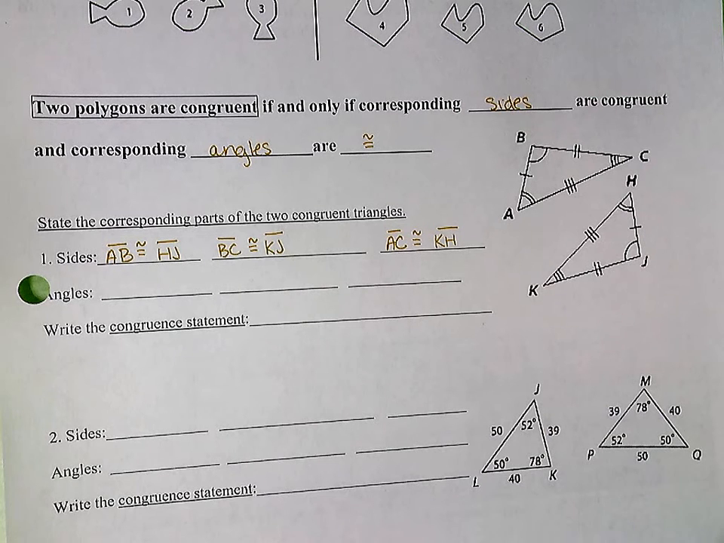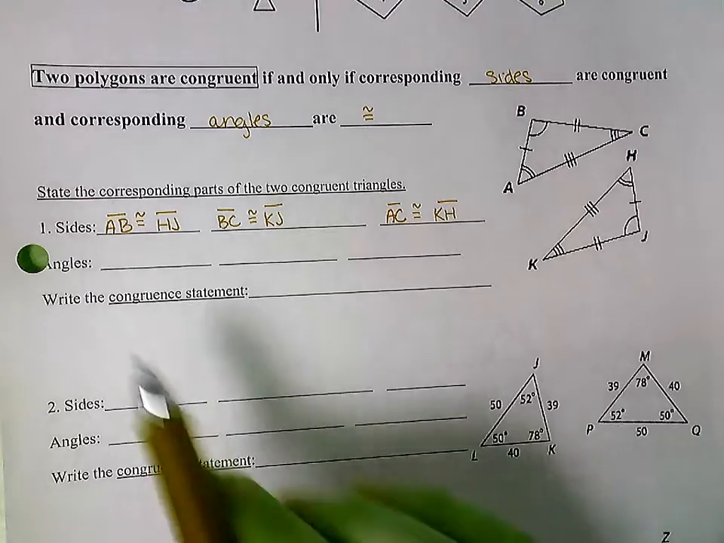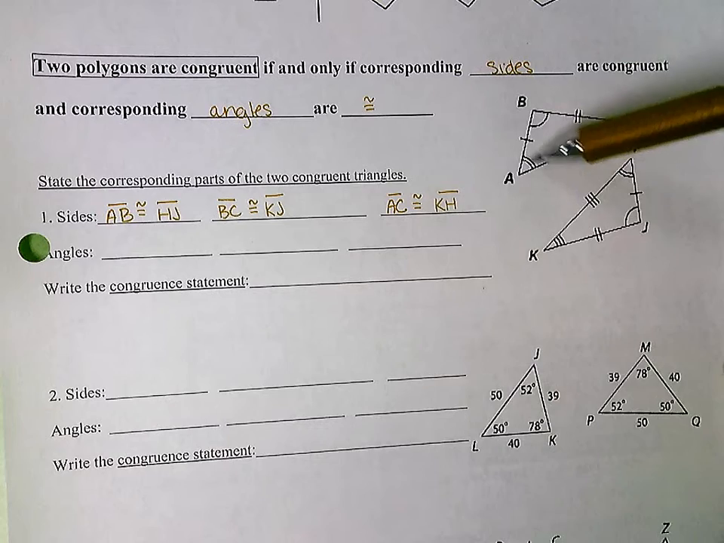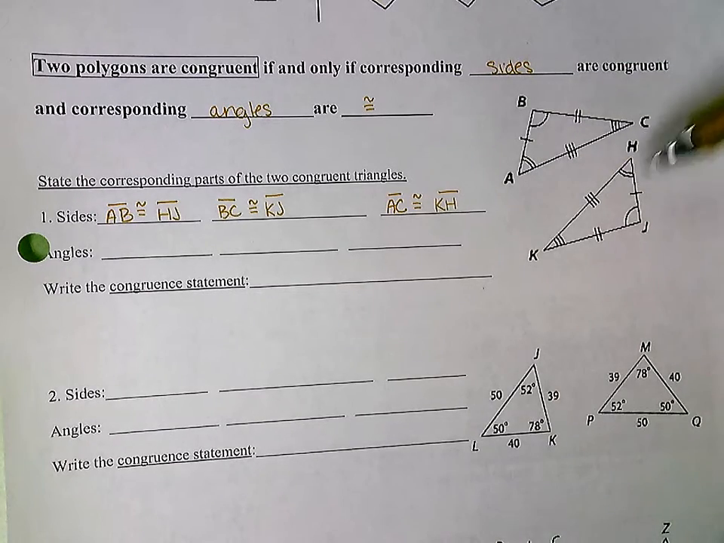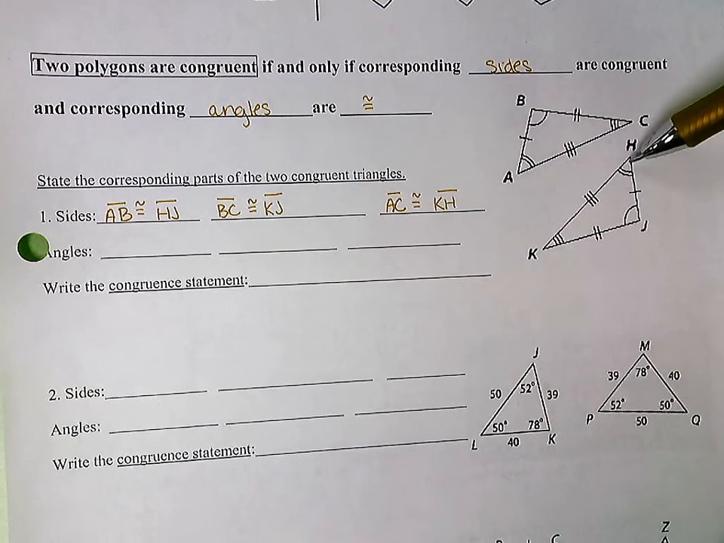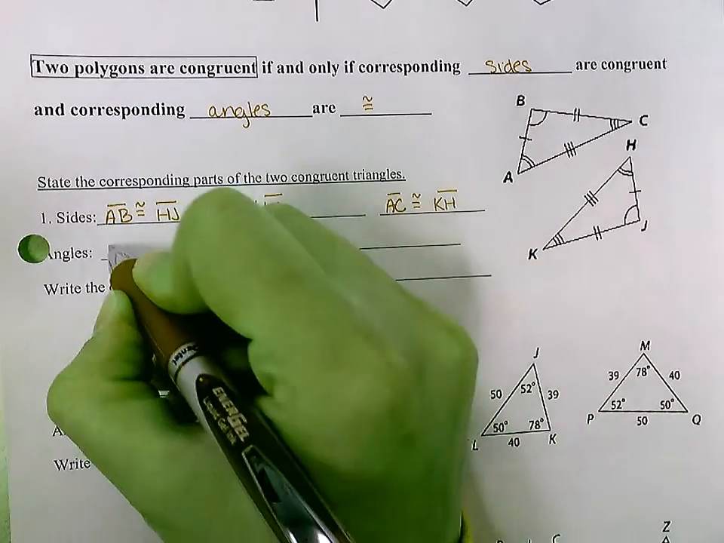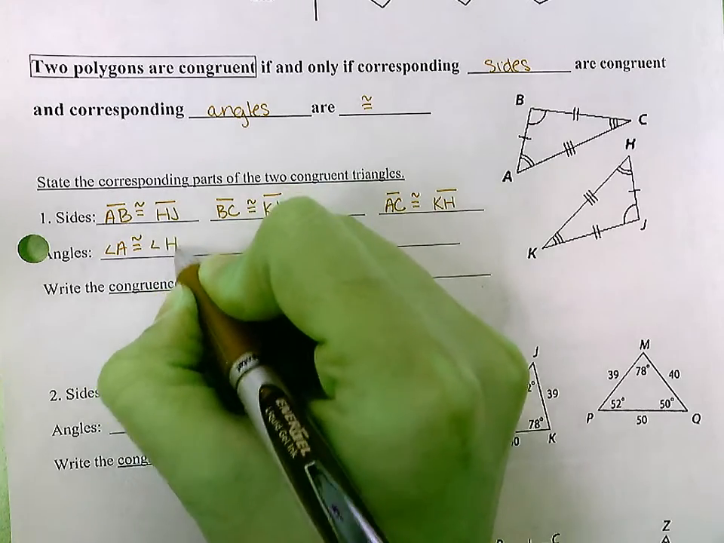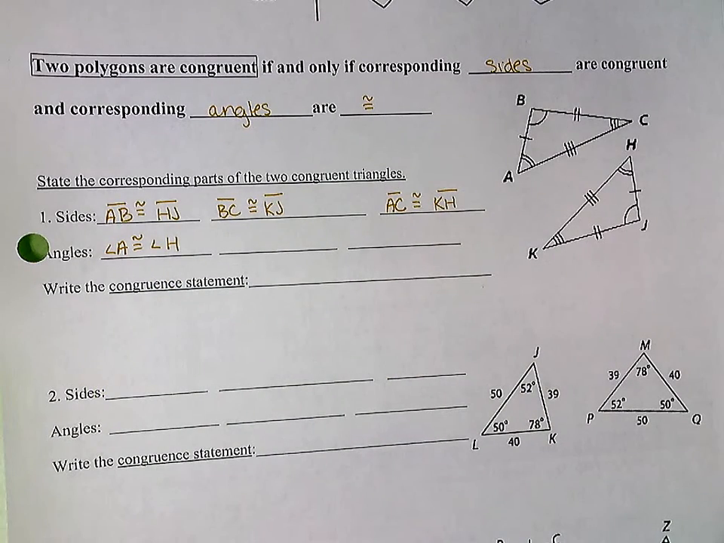Now I want to label the angles congruent. I'm going to start with angle A. Angle A has 2 dashes in that angle. So I want to look at my other triangle and see which angle has 2 dashes. That would be H. So I could write angle A is congruent to angle H. You need that angle symbol there, otherwise it would be labeled as a point. You need to show that it is an angle with that angle symbol.